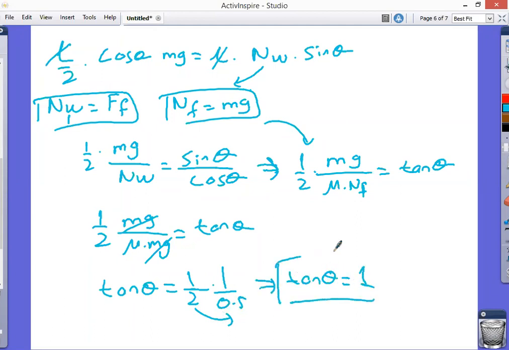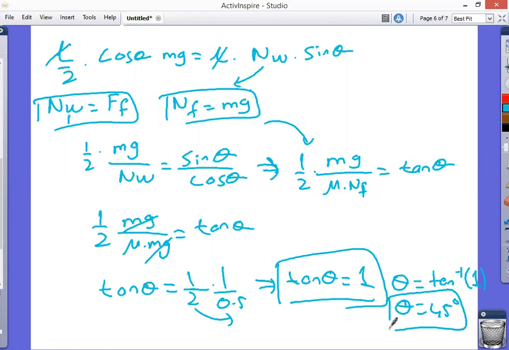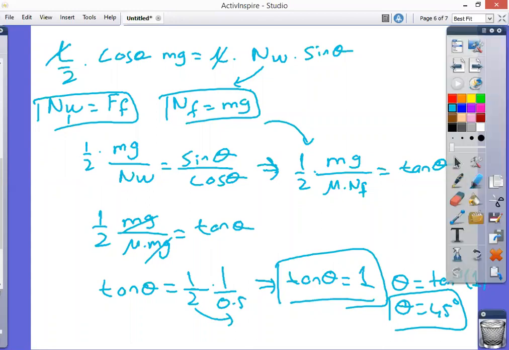When tangent theta gets a value of 1, sine theta and cos theta are the same, which is 45 degrees. So to find theta, we do tangent inverse of 1. When you use your calculator, you're going to see that theta will be 45 degrees. So the answer will be 45 degrees.